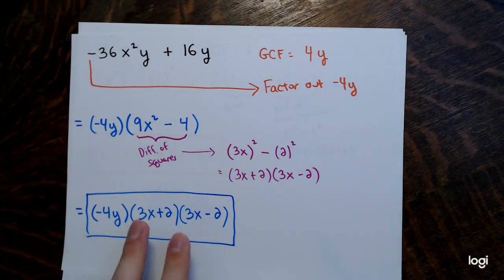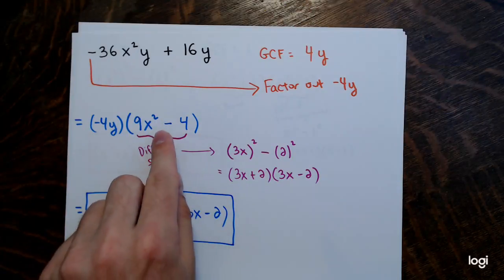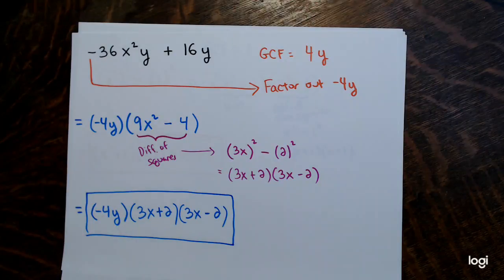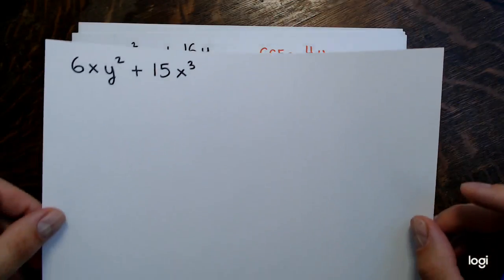And again, double check. If I multiply these two, I would get that one back, and then multiply these two, I would get that one back. It'll work out. Wonderful. Alright, so I have one last example of two-term polynomials.